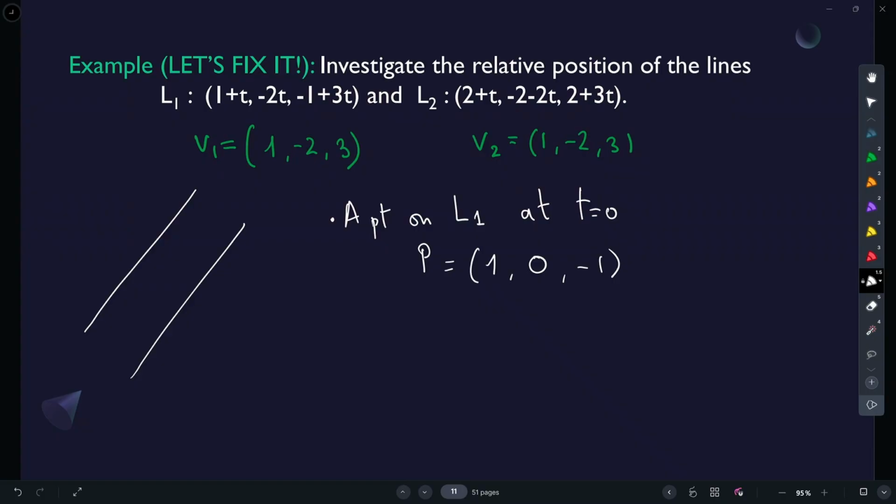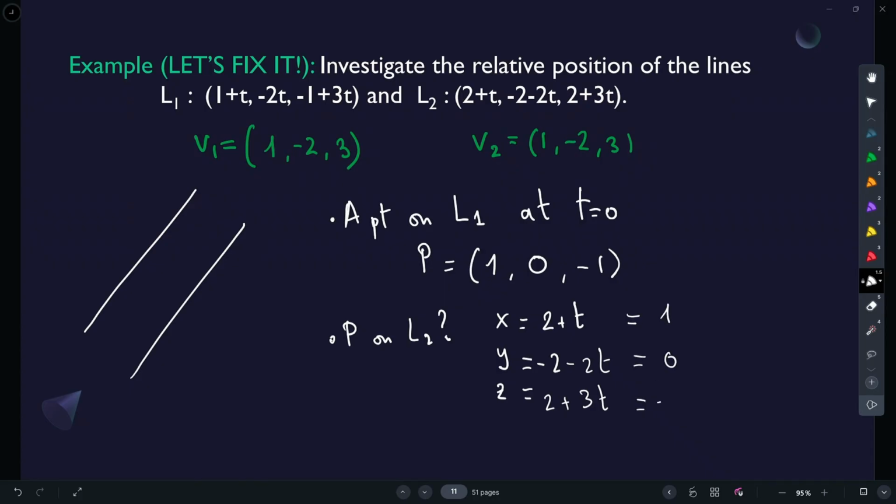And now I want to check if this point is on L2. Is P on L2? How do I know that? Well, I have the coordinates for x, y, and z in parametric form for L2. Those are 2 plus t. This t is a slightly different parameter. It doesn't have to be exactly the same parameter, so it doesn't have to be t equals 0. It could be for another value of the parameter that I get that. So here I get minus 2t and 2 plus 3t. And this has to be 1, 0, minus 1.